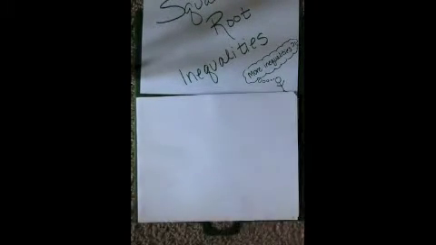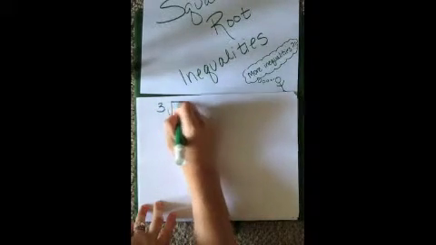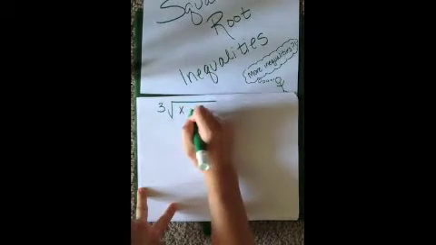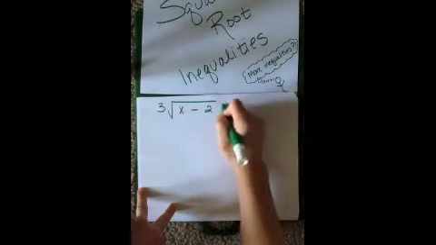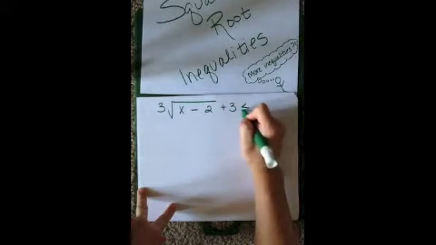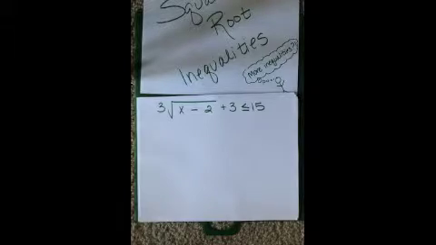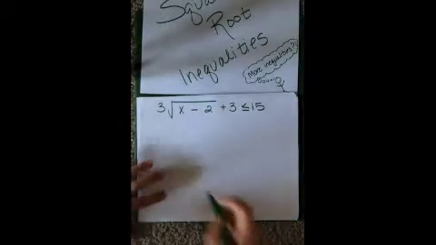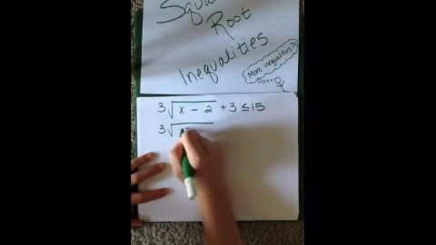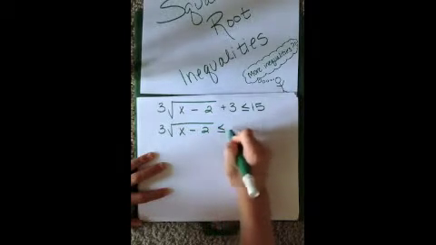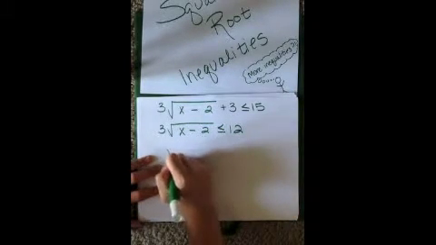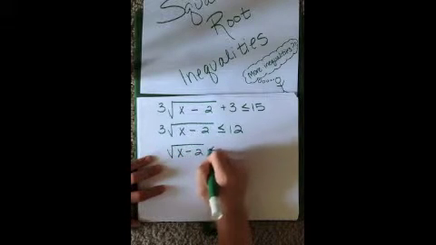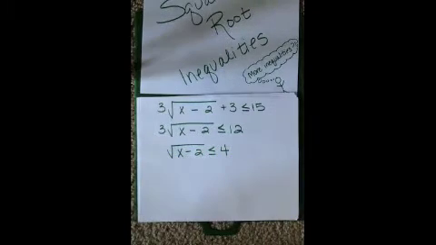Let's look at 3 times square root of x minus 2 plus 3 is less than or equal to 15. So again, I'm going to isolate my square root. So 3 times square root of x minus 2 is less than or equal to 12. Divide both sides by 3. So I know that the square root of x minus 2 has to be less than or equal to 4.